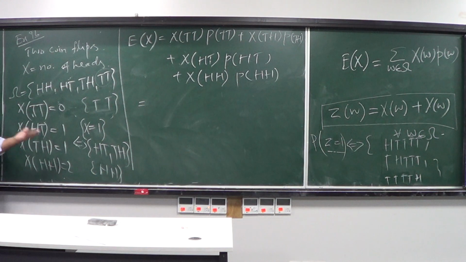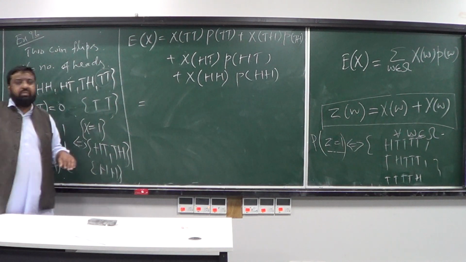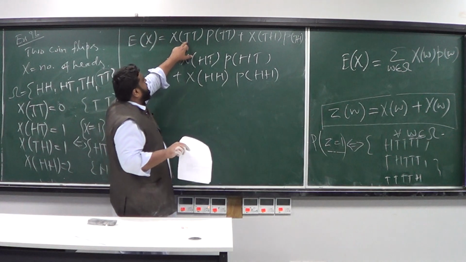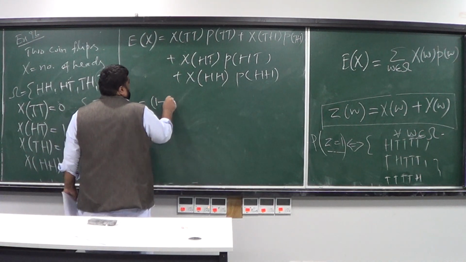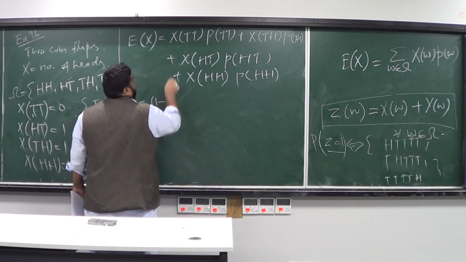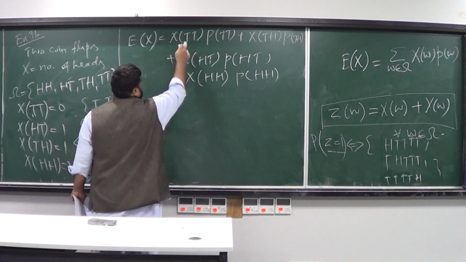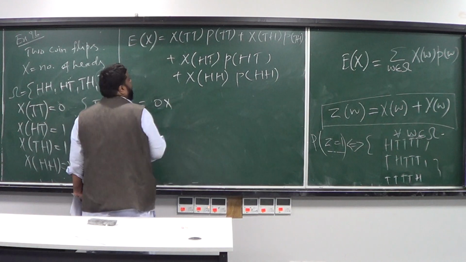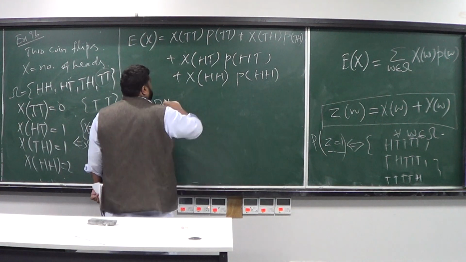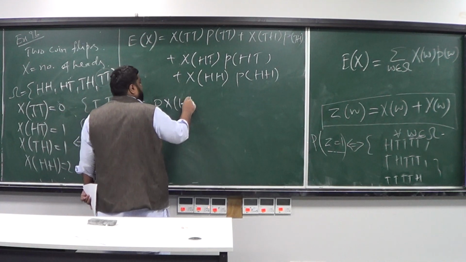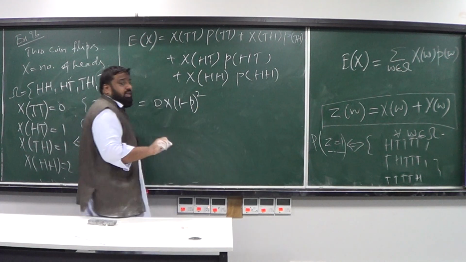Of say head is p and not coming head is 1 minus p, so what would be the outcome of this actually? So this is going to be say 1 minus p. First of all, this value is going to be 0, so X of TT is going to be 0 multiplied by the probability of TT, so it's going to be 1 minus p times 1 minus p, and 1 minus p squared.